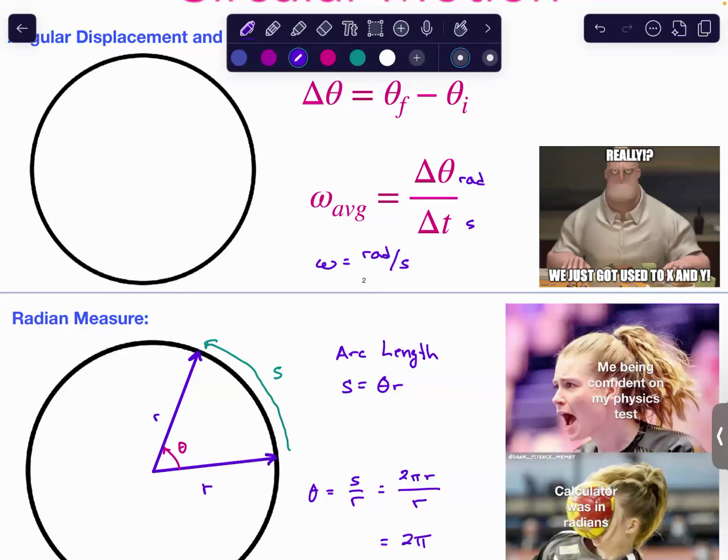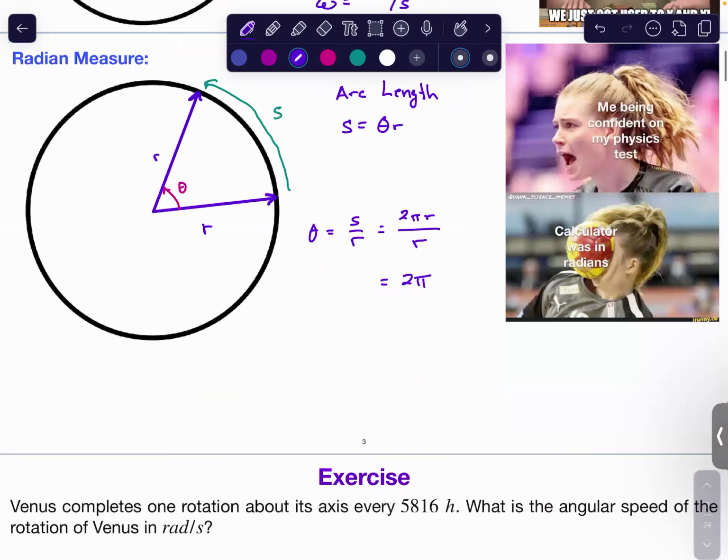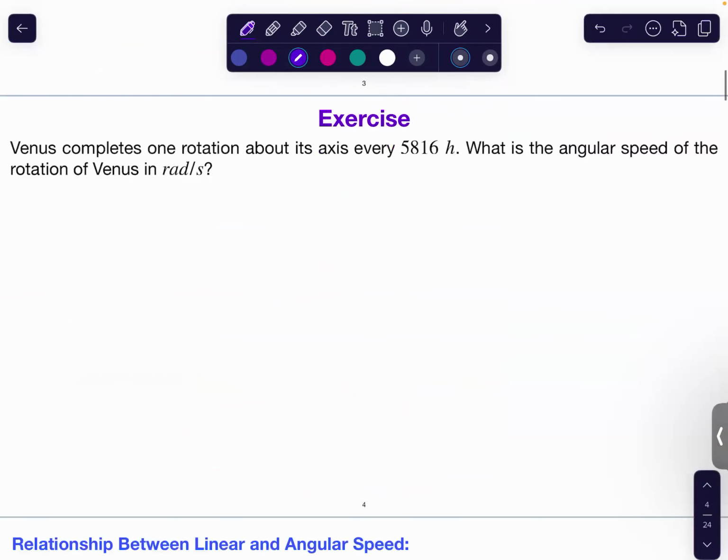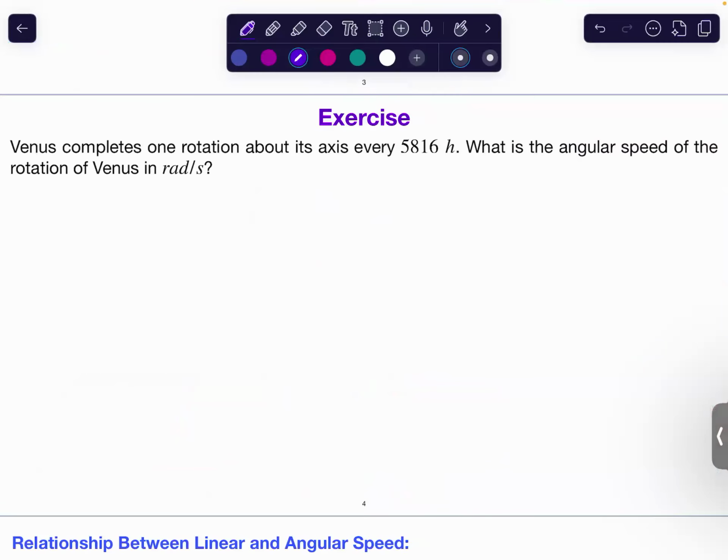Now you get some problems that talk about revolutions in an amount of time. Revolutions is just how many times you go in a circle. You need to understand that in terms of radians. So look here: if Venus completes a rotation about its axis every 5,816 hours, what is the angular speed of the rotation of Venus in radians per second?